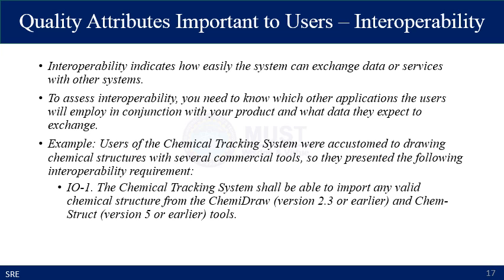An example: users of a chemical tracking system were accustomed to drawing chemical structures with several commercial tools. So they presented the following interoperability requirement, which states that the chemical tracking system shall be able to import any valid chemical structures from ChemiDraw version 2.3 or earlier and ChemiStruct version 5 or earlier tools.